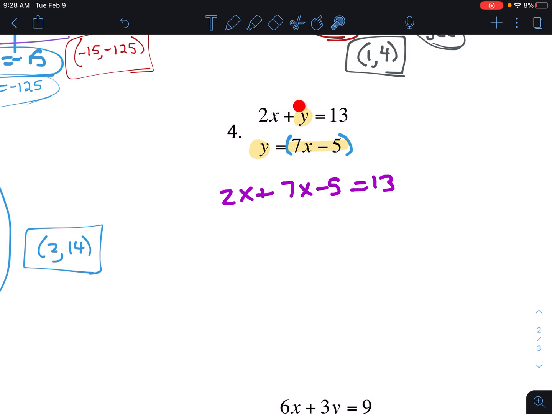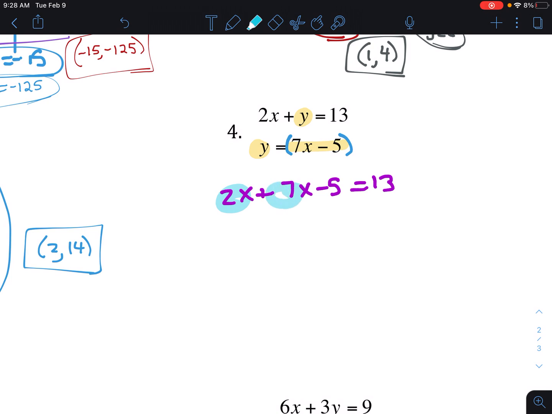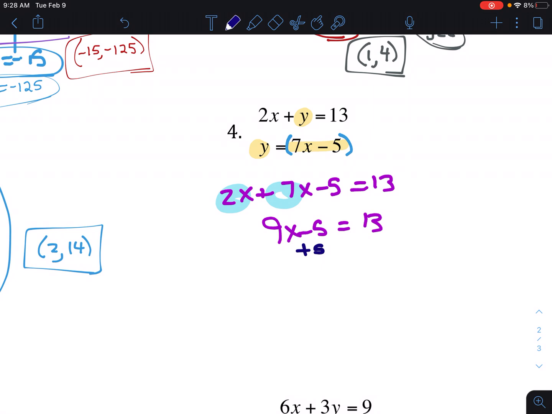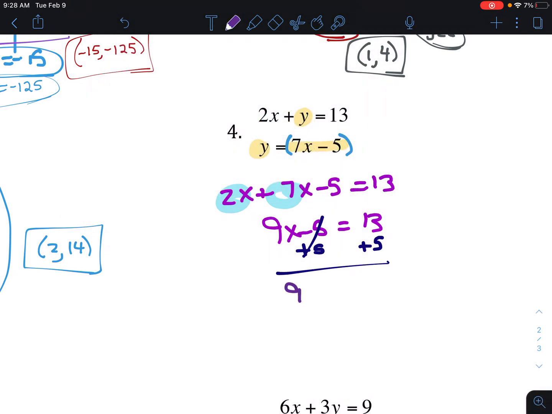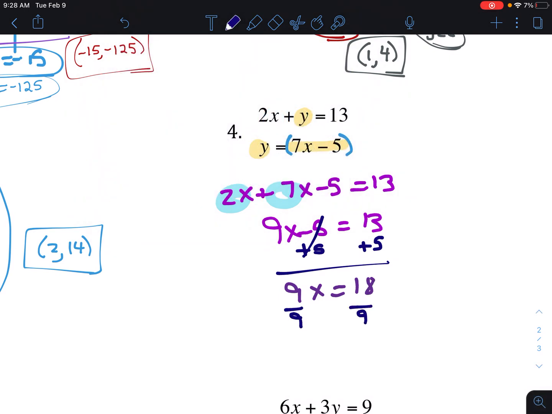Again, there's not a coefficient with y, so it's just that stuff by itself, and I'm good. I still, though, am going to have like terms. So I'm going to add 2x's plus 7x's together. That gives me 9x minus 5 equals 13. I'm going to add 5 to both sides. Cancels that out. And so 9x equals 18. Divide by 9, and x equals 2.